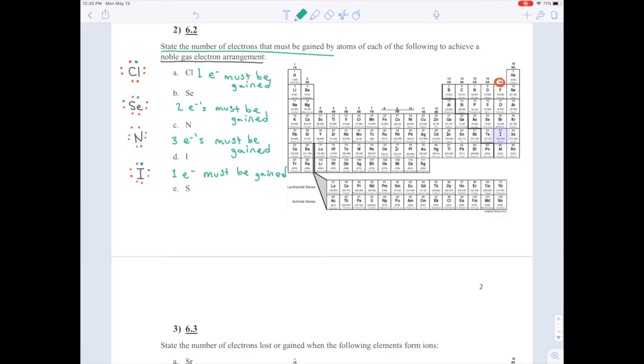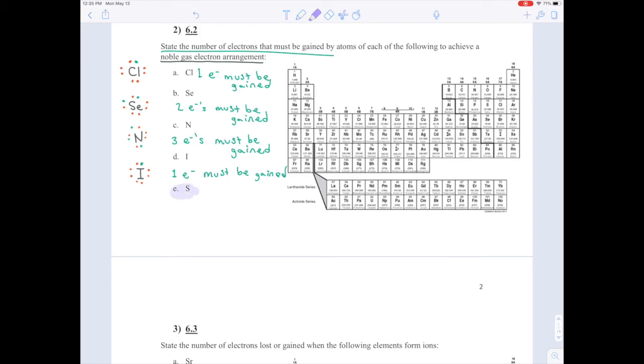Notice that this scenario, 1 electron, was the same as for chlorine. Things in the same column tend to need the same number of electrons, either to be gained or lost, and so they tend to have similar properties.